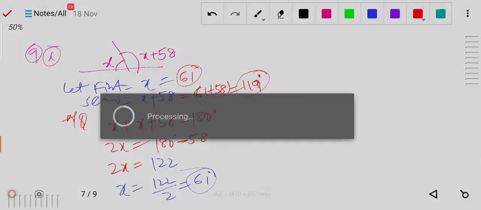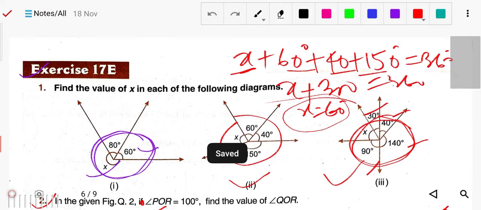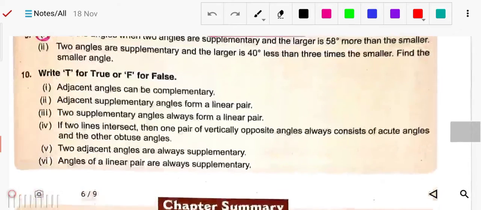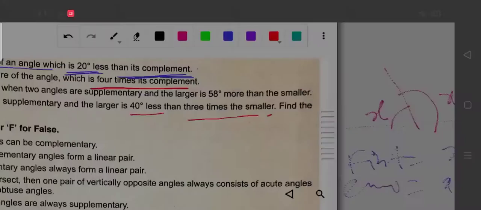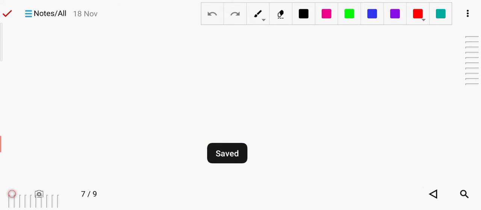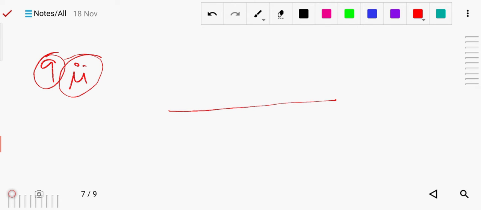Okay, now next, number 9, number 2. Check that question. Two angles are supplementary and the larger angle is 40 less than 3 times the smaller angle. So if the smaller angle is x, another angle will be 3 times that and 40 less. So let's do number 2. It is saying that the smaller angle is x.